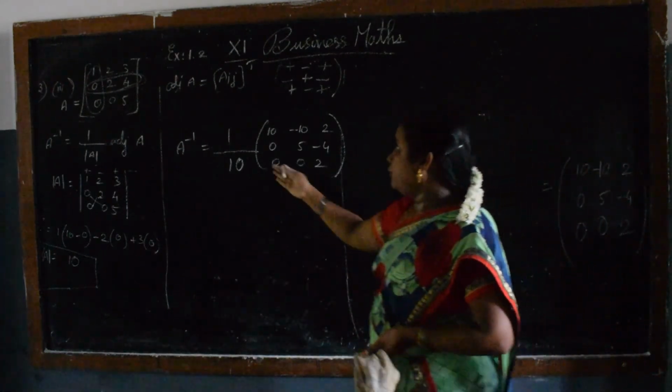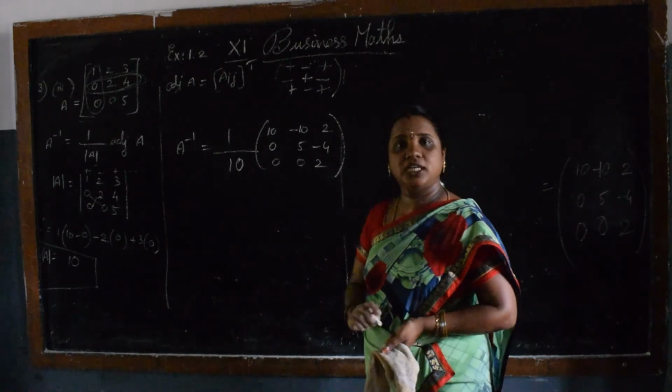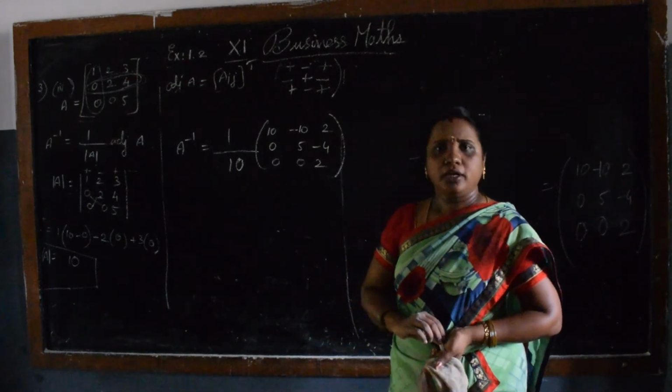That's all. Leave it as such; you don't need to divide. Have you understood children? Like this you have to do the remaining sums.